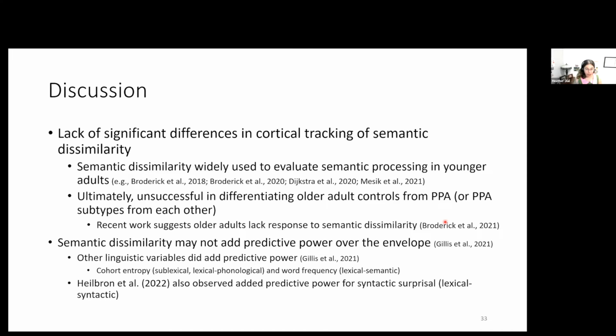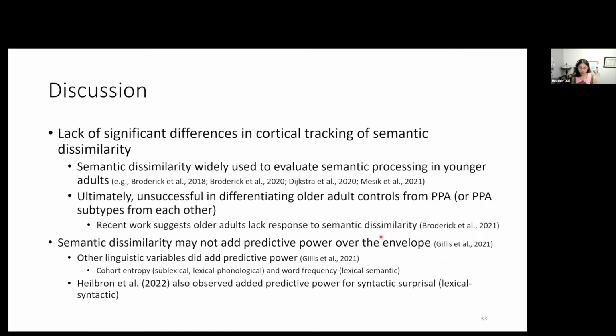There's also really recent work suggesting that semantic dissimilarity may not add predictive power over the envelope. So perhaps some of these previous studies that have shown significant tracking of semantic dissimilarity, not all of them controlled for the speech envelope. And the speech envelope is something that we controlled for in the current study.